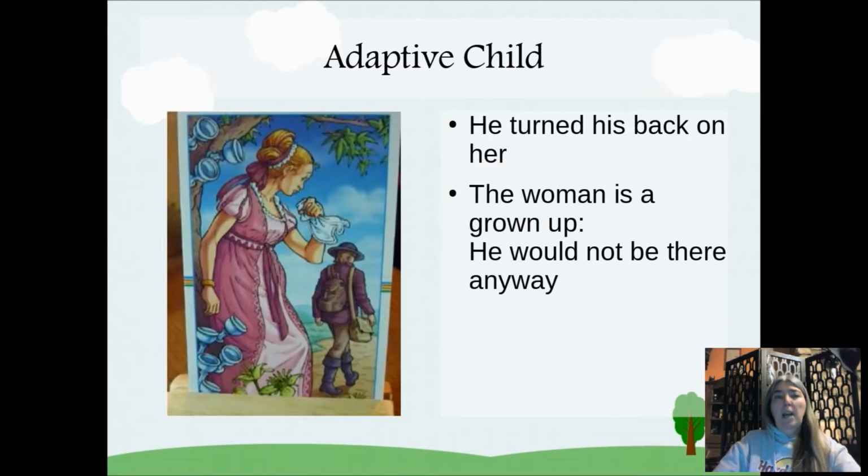So this was the adaptive child. It's the Eight of Cups actually. And when she took a look at the card, the first reaction was, yes, that's exactly how I experienced my father. The way he turned his back on me, and actually in some part of her life, he really left when she wasn't even grown up.